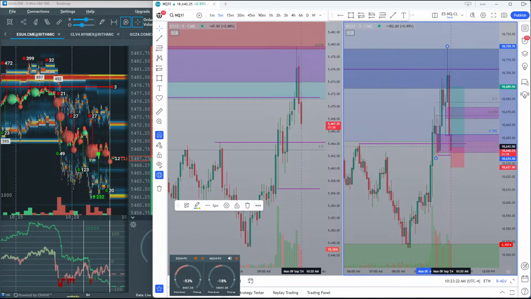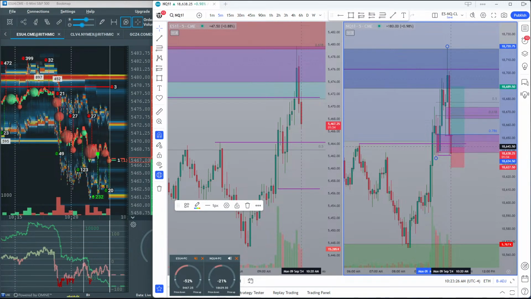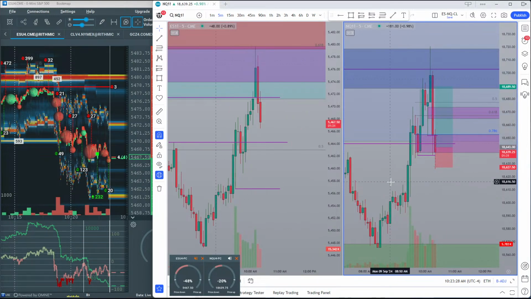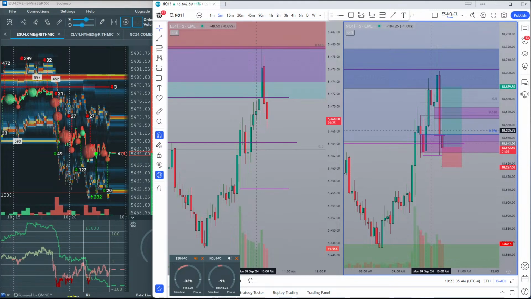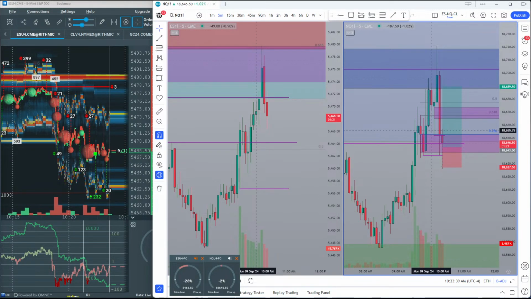Market doesn't know what it wants to do because of the whole debate. I think there's a debate tomorrow, isn't there? Kamala and Trump. So markets, I don't know. We'll have to see how it goes, and we'll see how the market reacts to it.